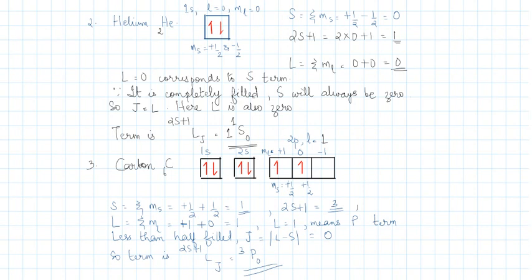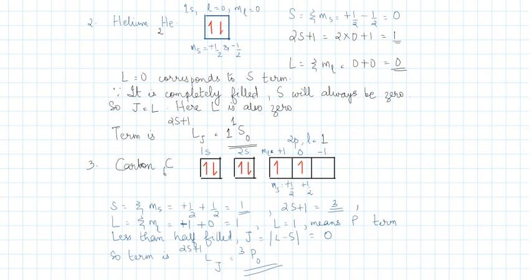And here, S is 0. So, what is the value that J can take? L is also 0, S is also 0, and your J will take the value 0. Okay. Now, what is the term here? 2S plus 1 L J. It is 1S0. Okay. I hope it is clear.